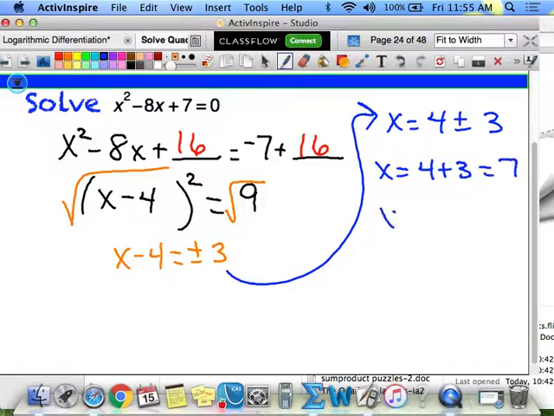So 7, 1. So I got nice normal looking numbers. That thing would have factored in the beginning. Okay? There's no square roots collecting that. It would have factored. Okay?